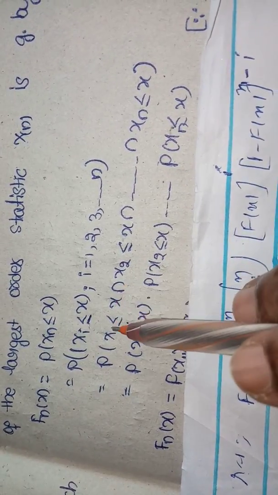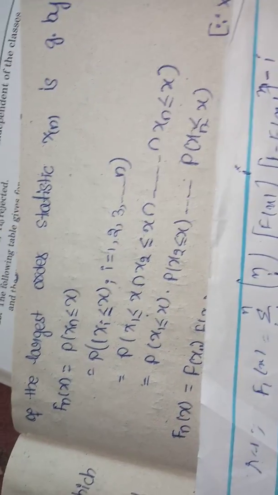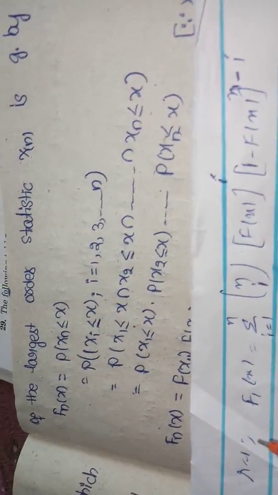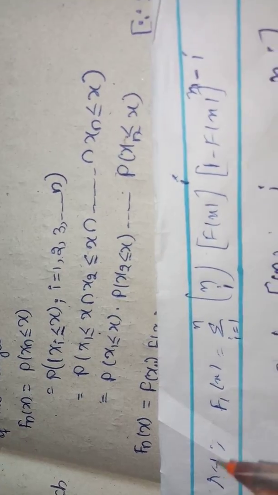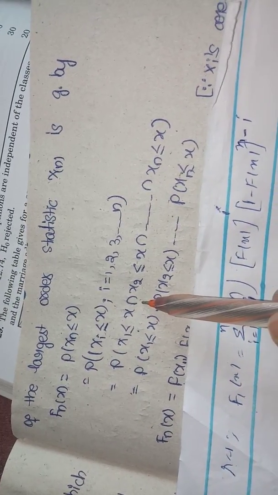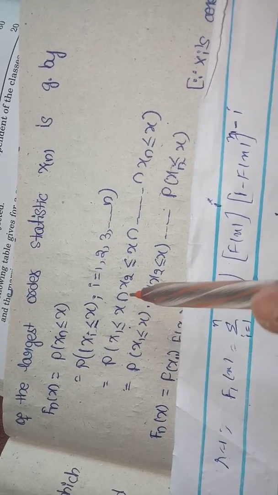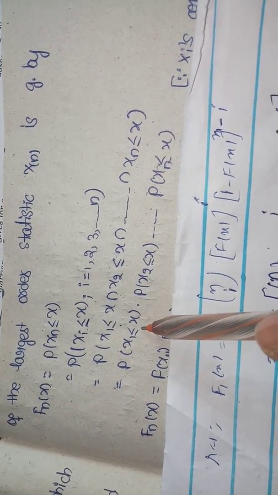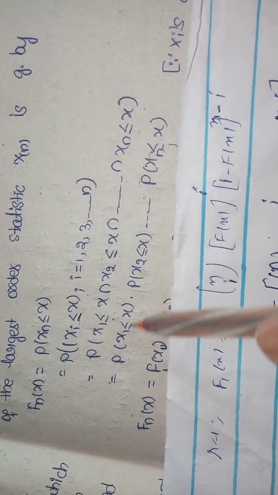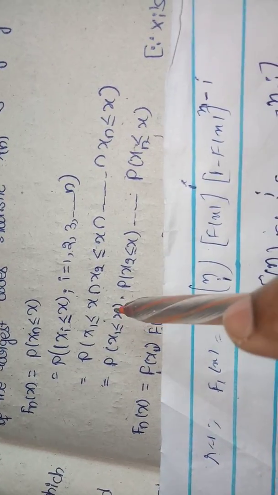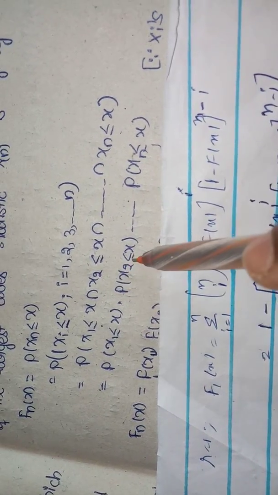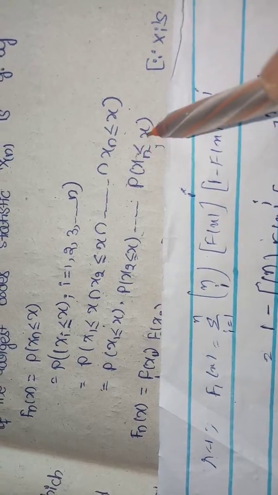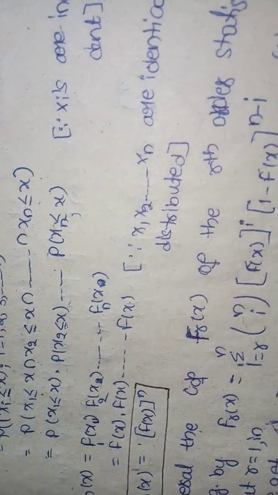But all are independent. They have already given it in the definition: IID random variables. That's why, instead of intersection, we can write a product over the n random variables. So we take P of X1 less than or equal to x, times P of X2 less than or equal to x, and so on, P of Xn less than or equal to x. That's why here you are specifying that the X's are independent.